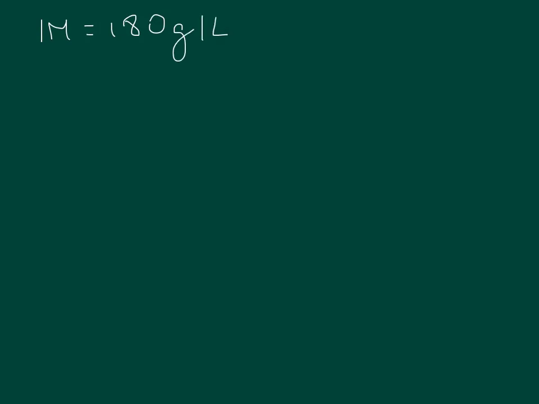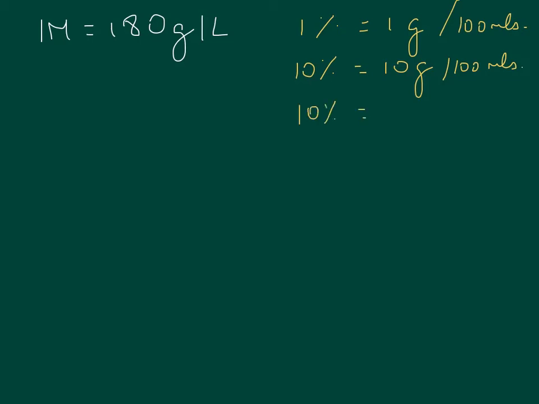Then the second part of the question says that 500 mils of a 10% weight per volume solution is made up. So we already know the equation that 1% is equal to 1 gram in 100 mils. So 10% is equal to 10 grams in 100 mils. And the question specified that 500 mils was made up of this buffer. So for 500 mils, you'd have 5 times this, because it's 5 times the volume. So 50 grams in 500 mils, and the question refers to the molar concentration, so molarity.